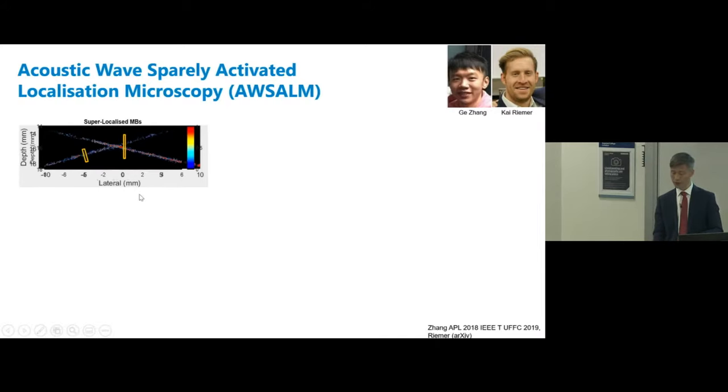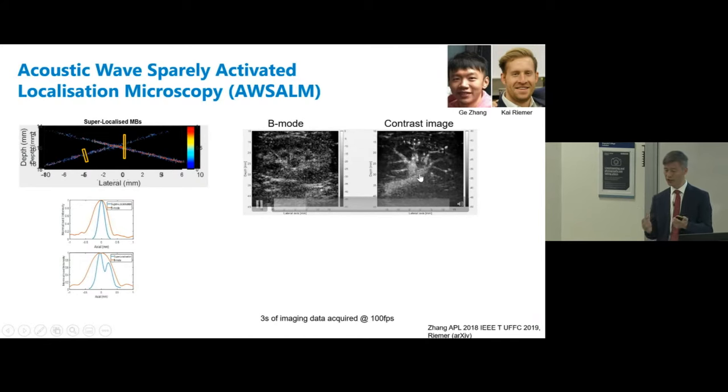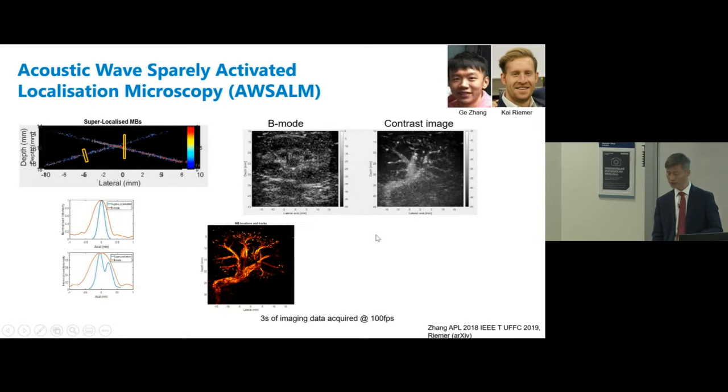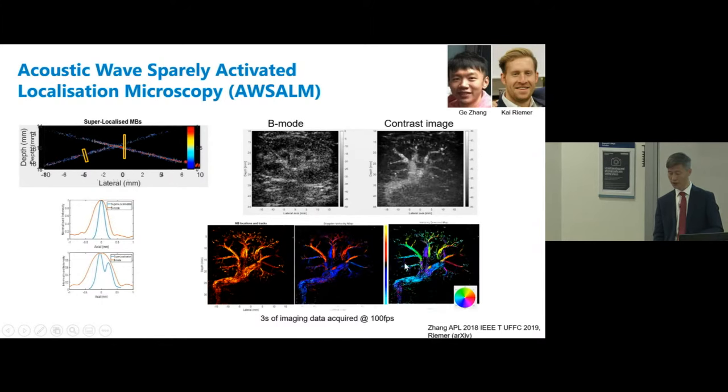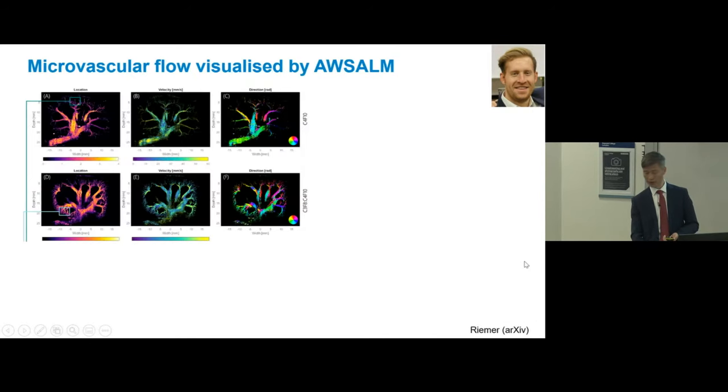So if you switch them on and off, we show that you can generate a super resolution image that can resolve structures that otherwise are not resolved. And also Kai moves this to in vivo demonstration. This is the rabbit kidney, where you can see every now and then there's a flash in the image. That's the generation of the new contrast agent because of the switching. And then we can generate this density, this velocity, and this direction map of this kidney microvasculature.